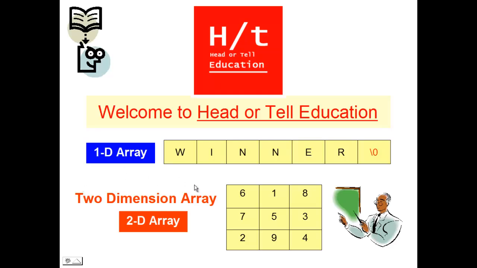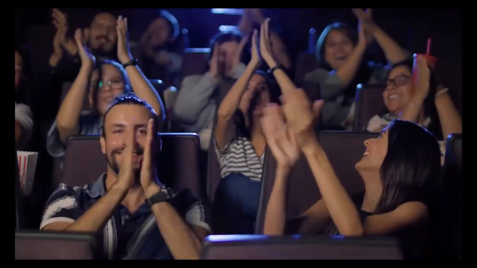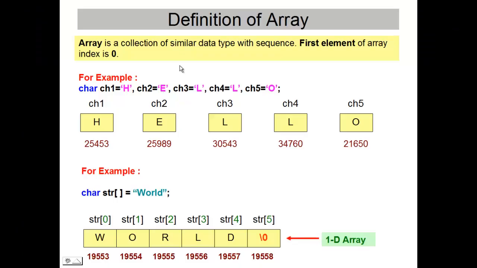Today our main topic is two-dimension array, also the intro of one-dimension array. Now first we understand what is the array. What is the definition of array? So the array is a collection of similar data types with sequence. This is the definition of array.